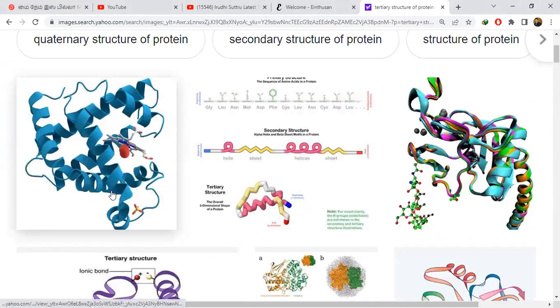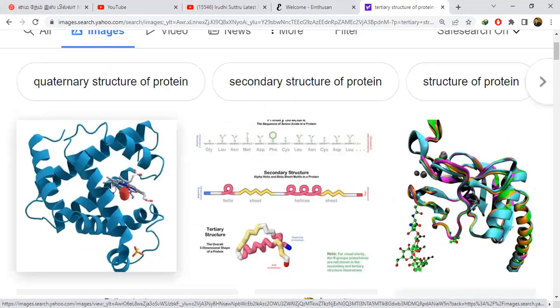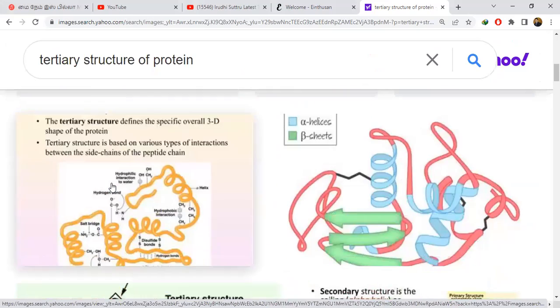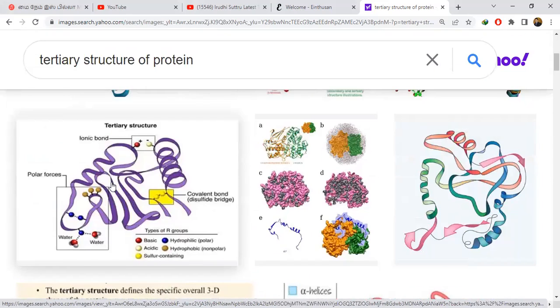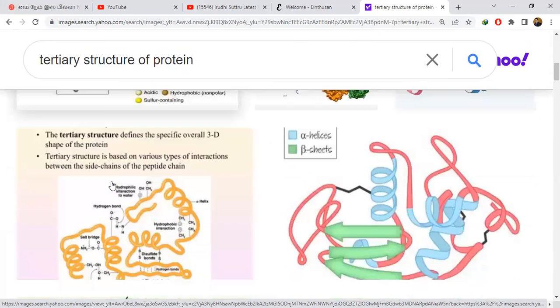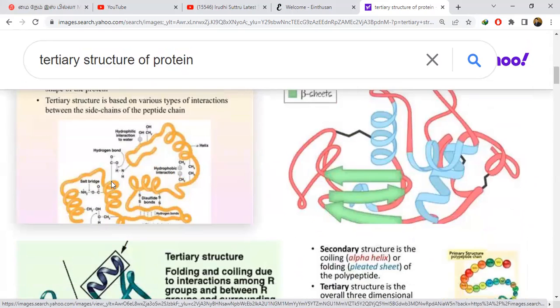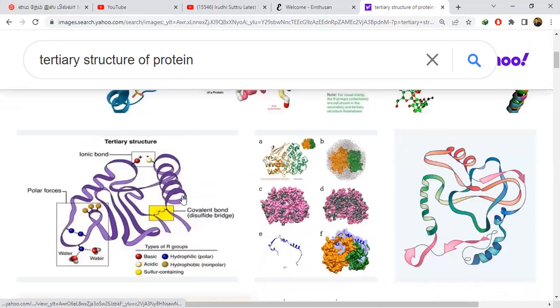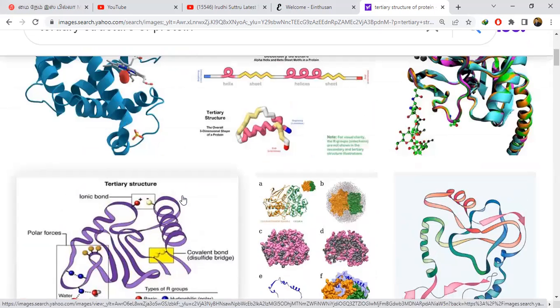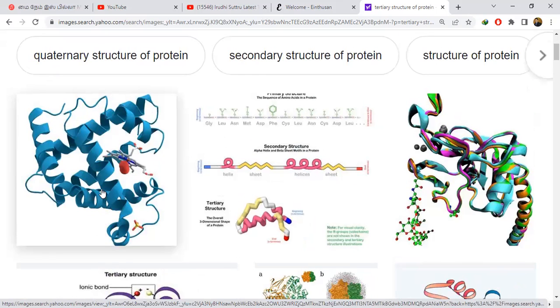so this is how the tertiary structure will appear. It is described by the word tertiary structure: a single polypeptide chain folds, coils, and finally makes a single unit. So how many polypeptide chains are involved in making the tertiary structure?